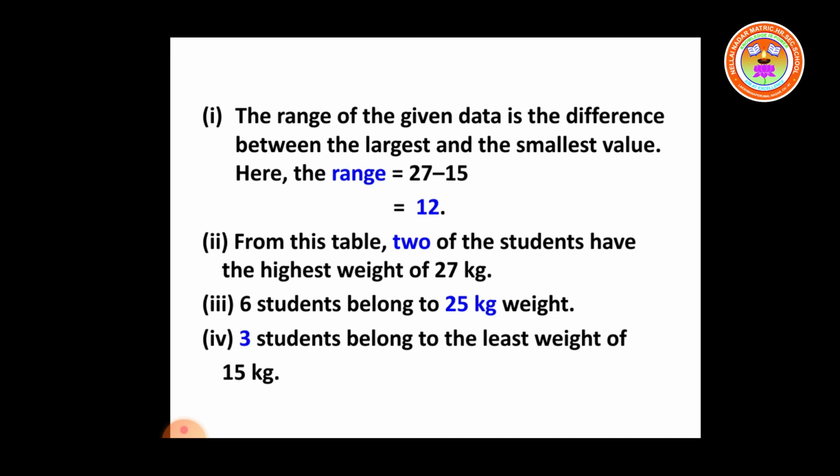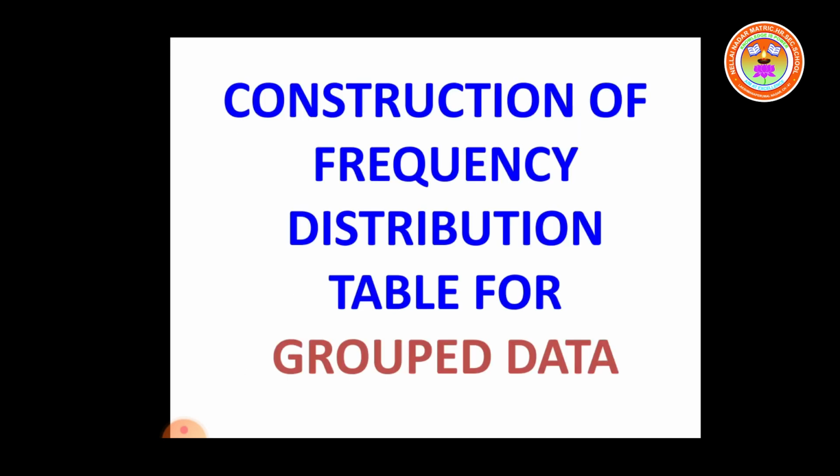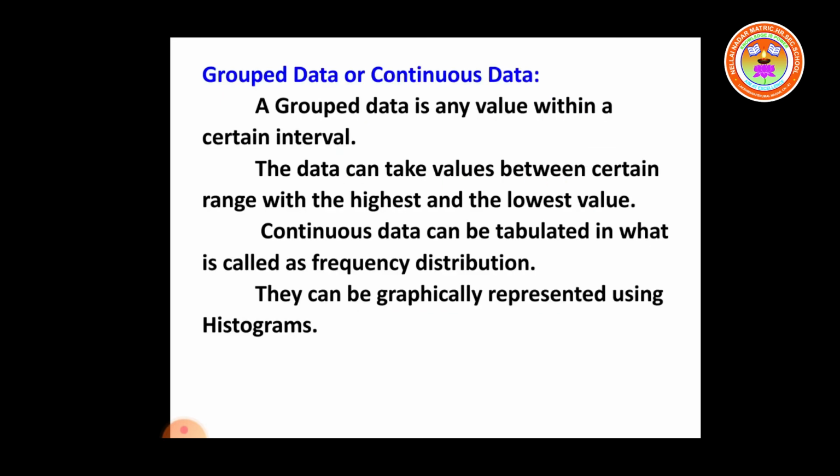Understood, children? Next one. Let us see construction of frequency distribution table for grouped data. First of all, we will see about grouped data or continuous data. Grouped data is any value within a certain interval. The data can take values between a certain range with the highest and the lowest value. Continuous data can be tabulated in what is called a frequency distribution. They can be graphically represented using histograms. Later we will see histograms.